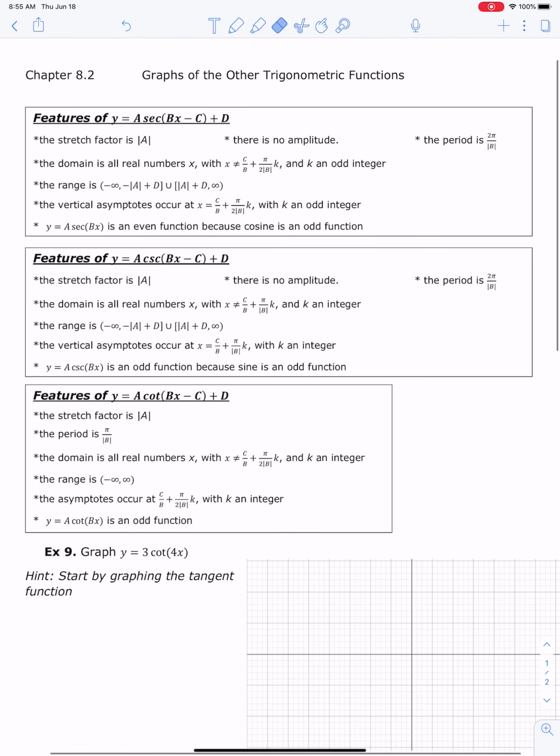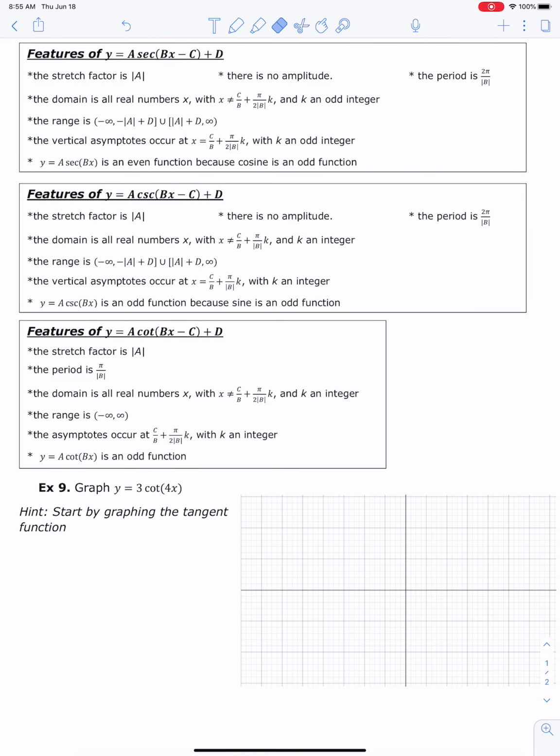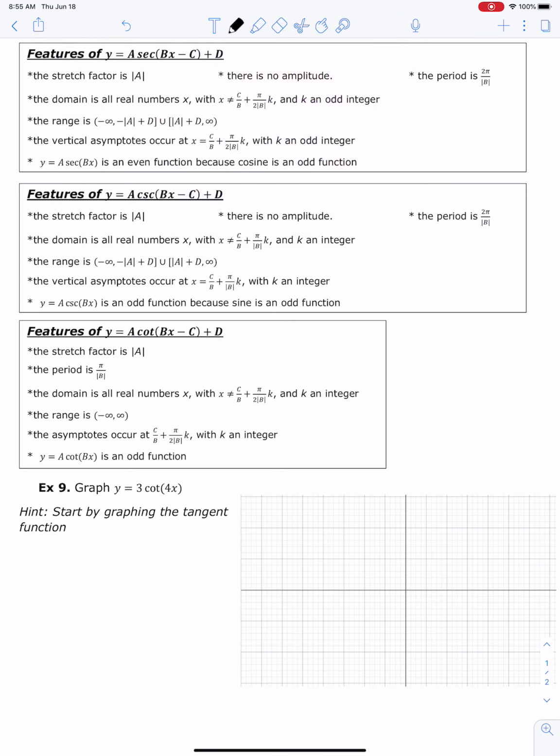8.2 notes, graphs of other trigonometric functions. This is page 10. So first things first, I do want to correct a couple of things that I don't want in here. Down at the very bottom, we're going to work from the bottom up. We are not going to start by graphing the tangent function.